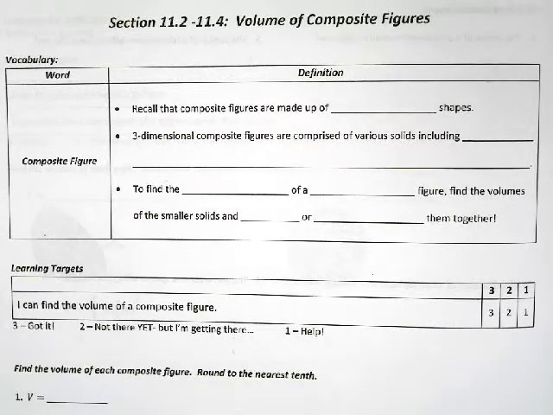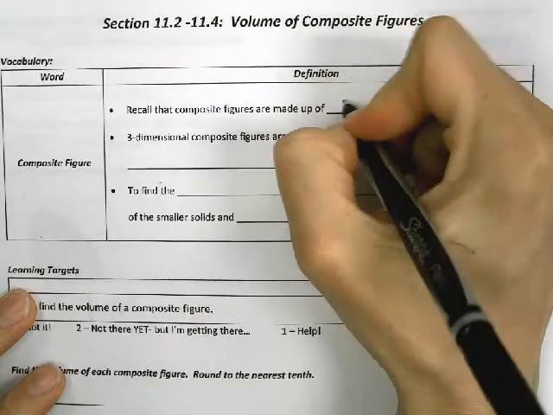Hey everyone, today is the last video for Chapter 11. And just kind of with how we wrapped up area, we're going to be wrapping up this chapter by looking at the volume of composite figures. And so recall that a composite figure is just figures made up of simple shapes.